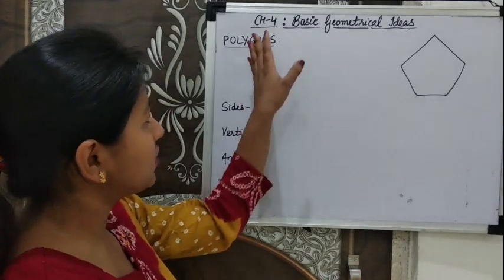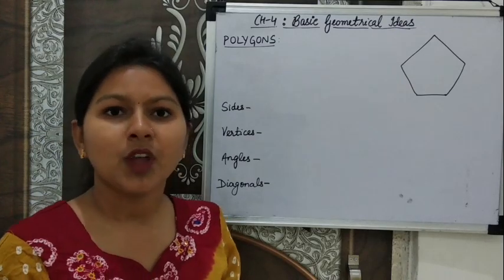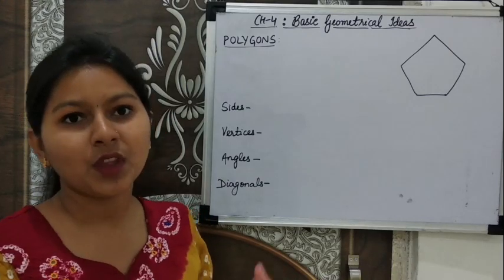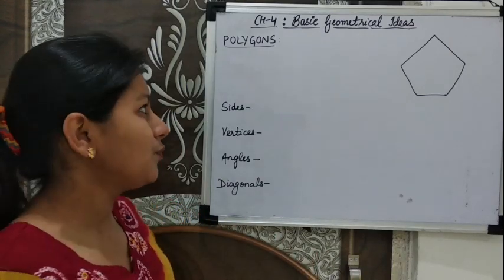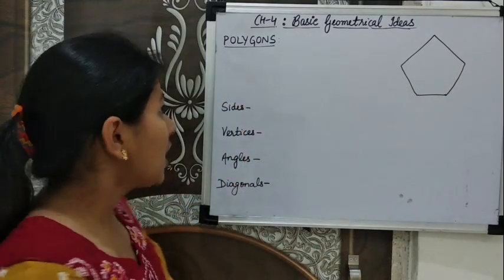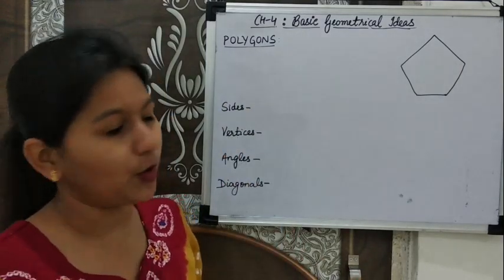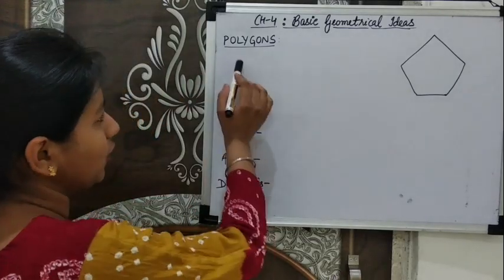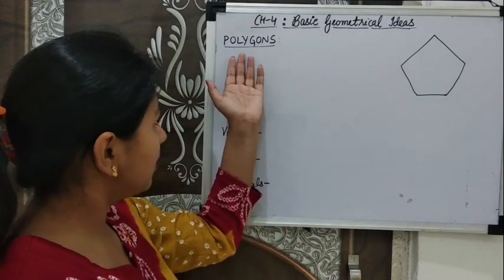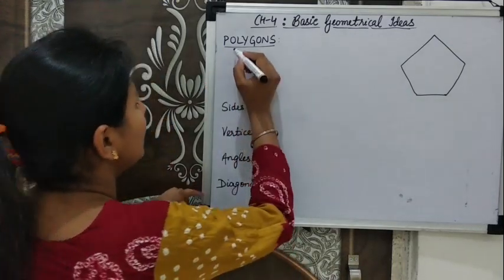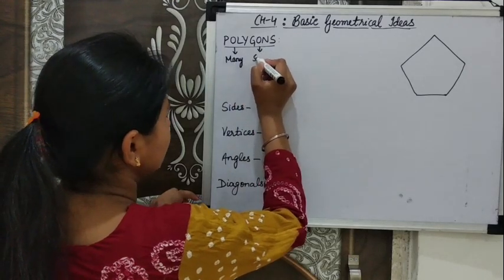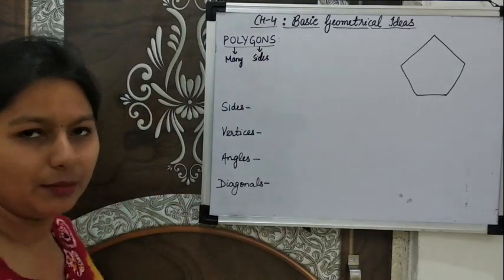Of the same chapter, chapter 4, basic geometrical ideas, we have covered the topics point, line segment, ray, curve, open curve and closed curve. Now in our part 2 we will cover this topic, polygons. Definitely this word is completely new for you. The word polygons, first we will try to break this word and take out the meaning of this word. Poly means many and gon means sides. Okay, so polygon means many sides.